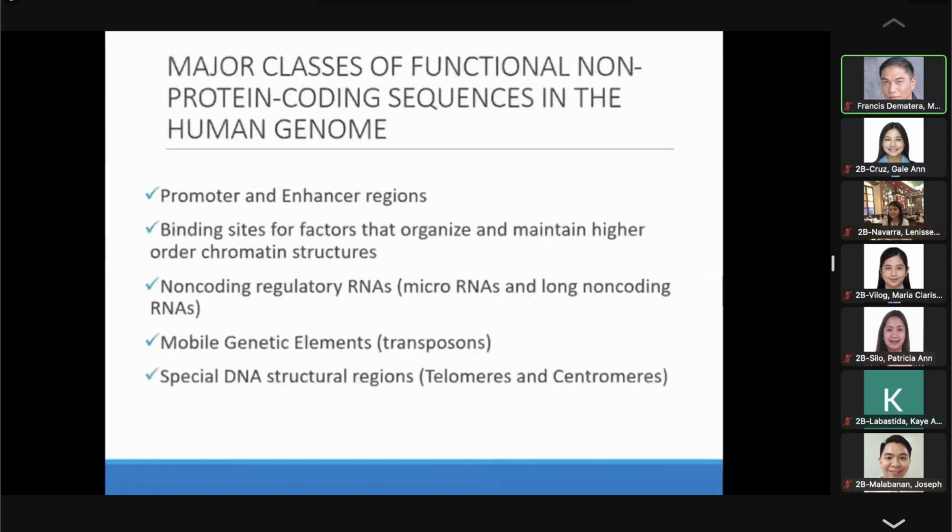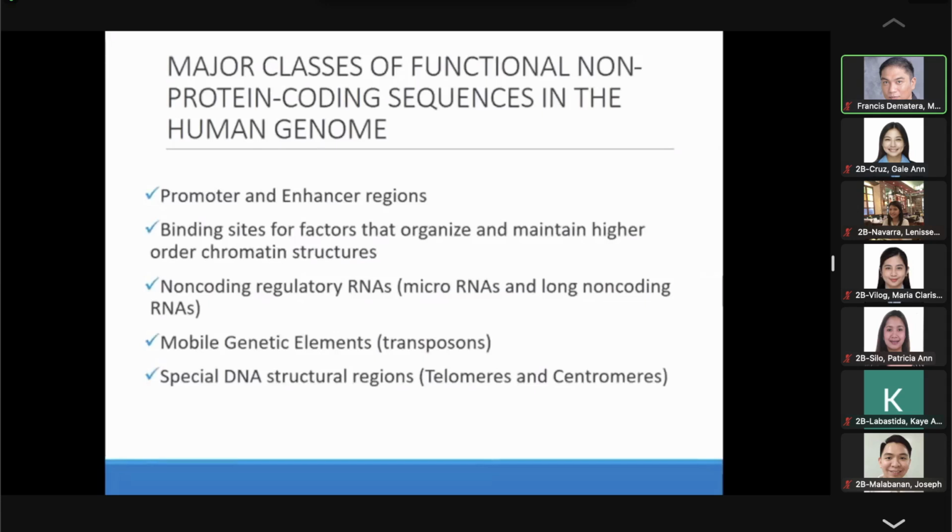We have major classes of functional non-protein coding sequences in the human genome. The promoter and enhancer regions provide binding sites for transcription factors and binding sites for factors that organize and maintain higher order chromatin structures. There are also non-coding regulatory RNAs, such as microRNAs and long non-coding RNAs. These are not translated, but they regulate gene expression, and these two are the best studied mechanisms for gene expression.